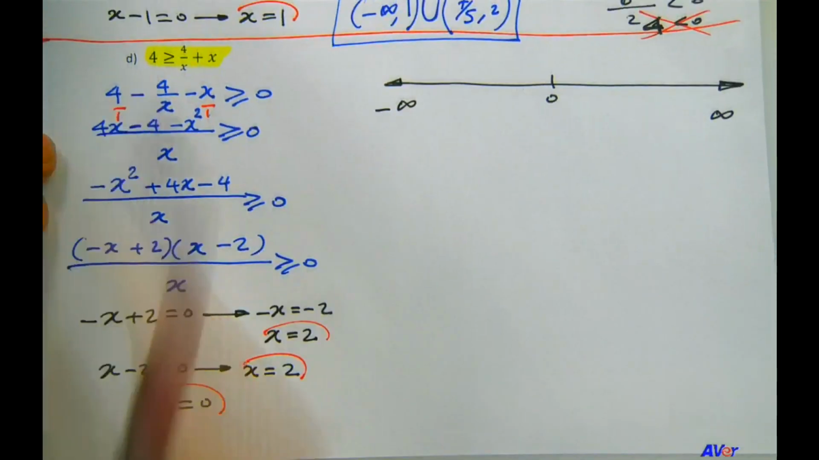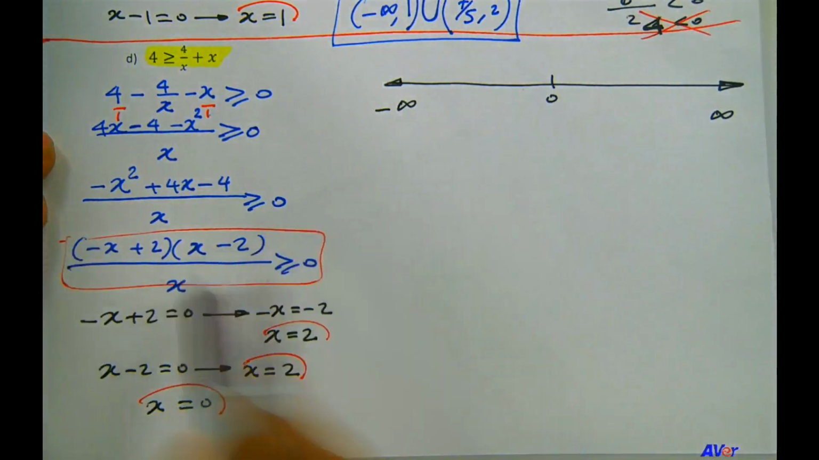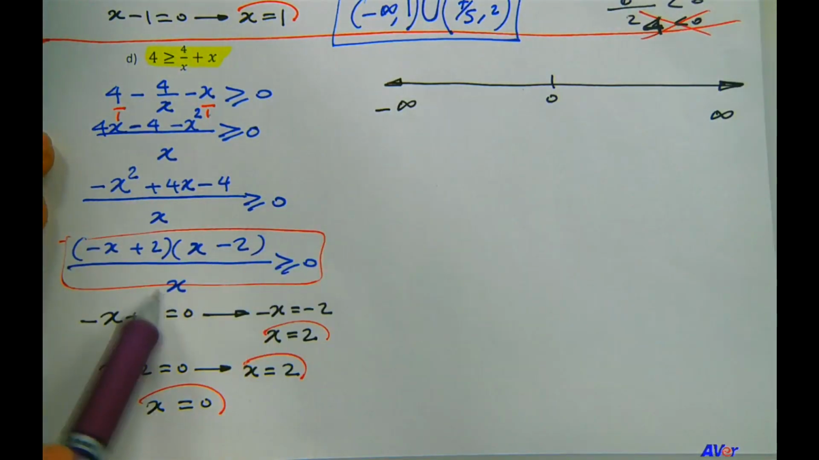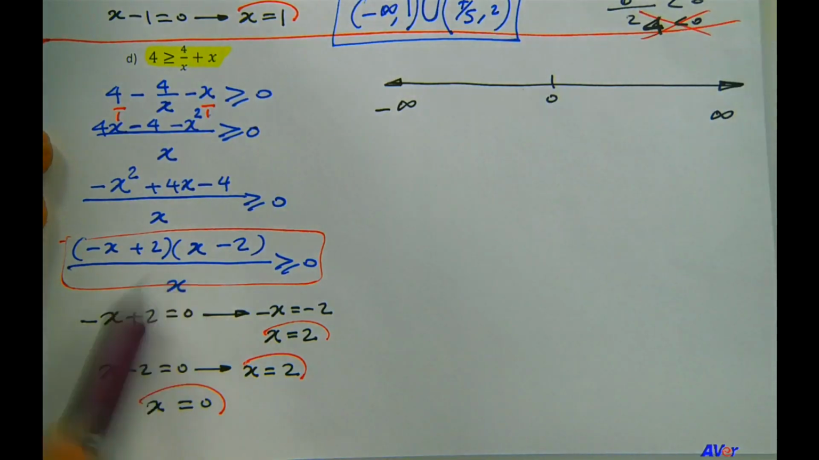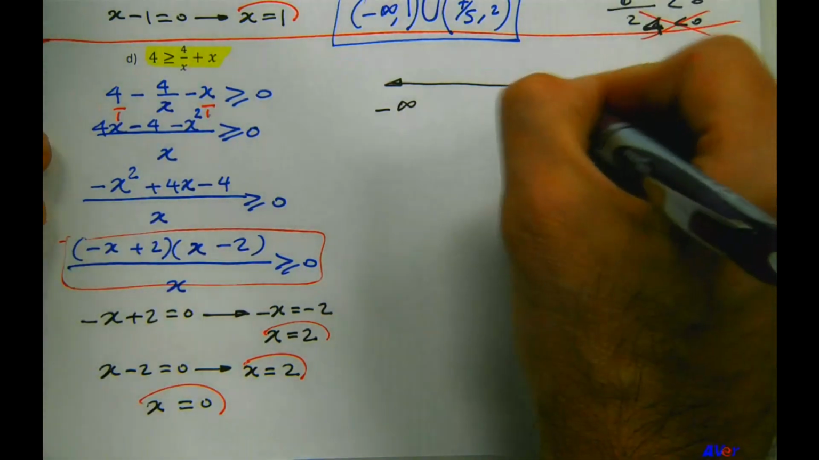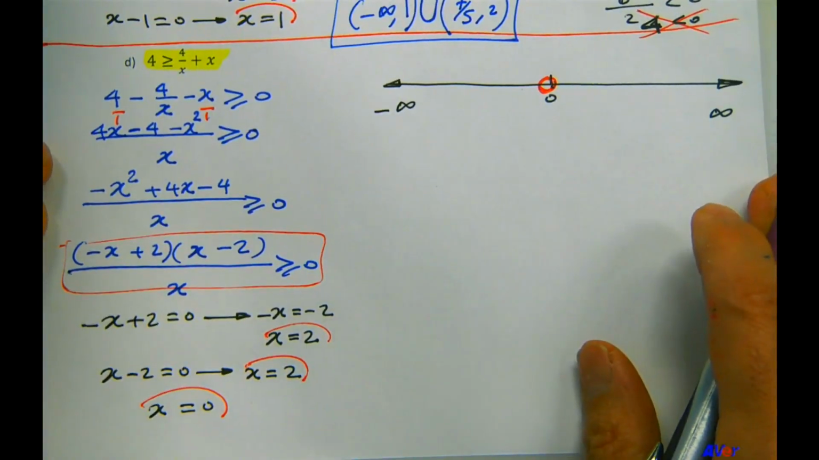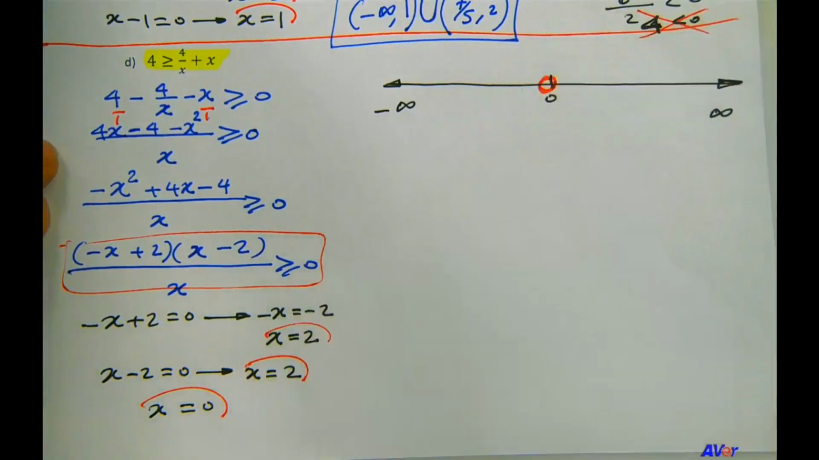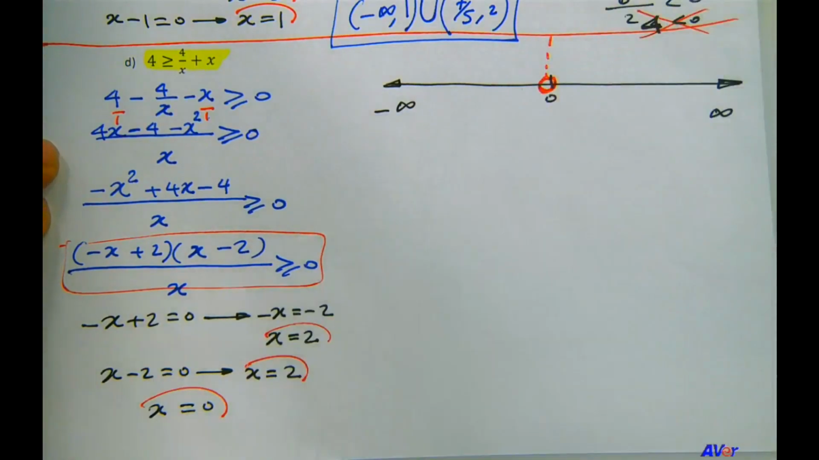So can the function accept, well, we're going to plug here. This is what we're going to plug our test points in. Can this x take on x equals 0 value? No, because that would make the function undefined, right? So I'm going to put a hollow circle on top of 0, a hollow circle, and a dashed line, of course. Okay, so 0 is excluded from the final solution.